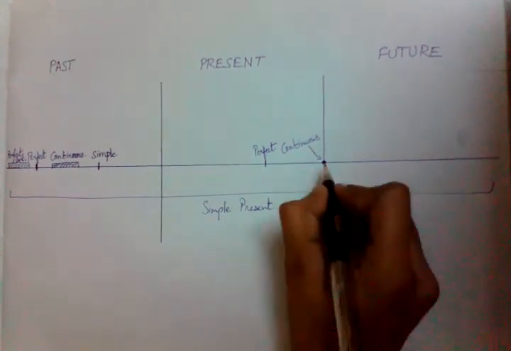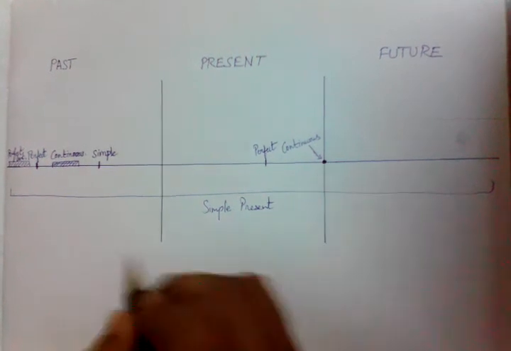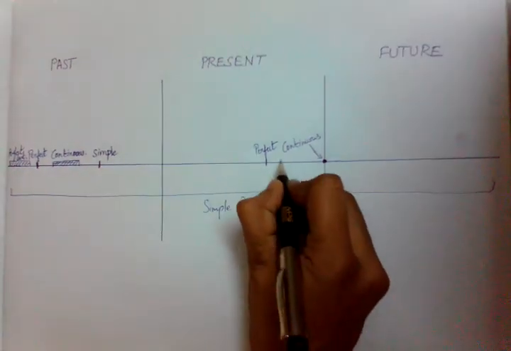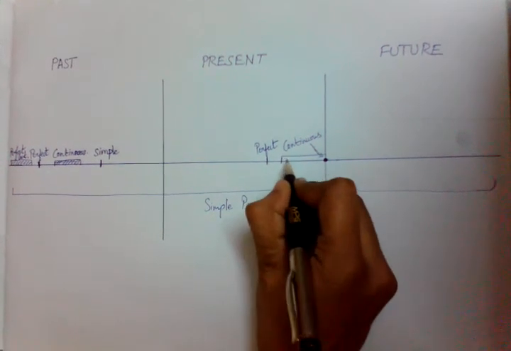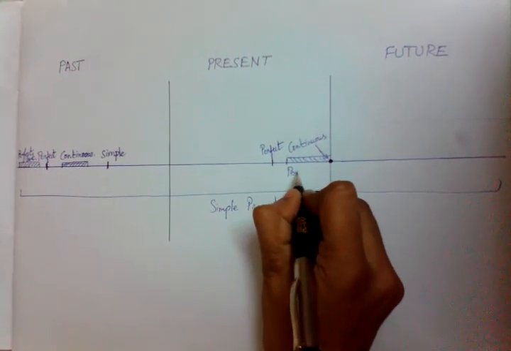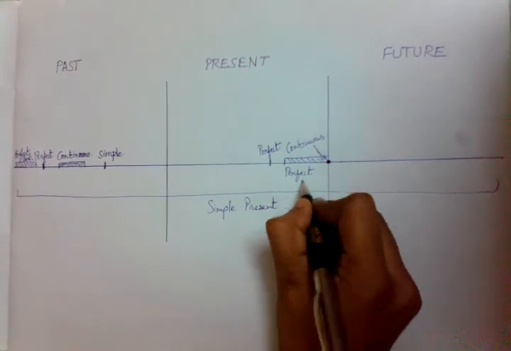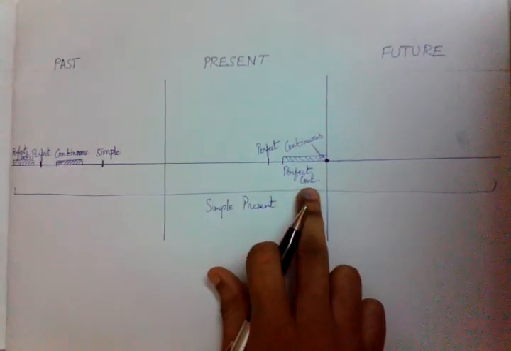So we can say that it is still going on at this point of time now, but it started a while back. So let's mark a point here and say that it started here and it is still going on. So let's shade this whole area and call it the present perfect continuous tense.